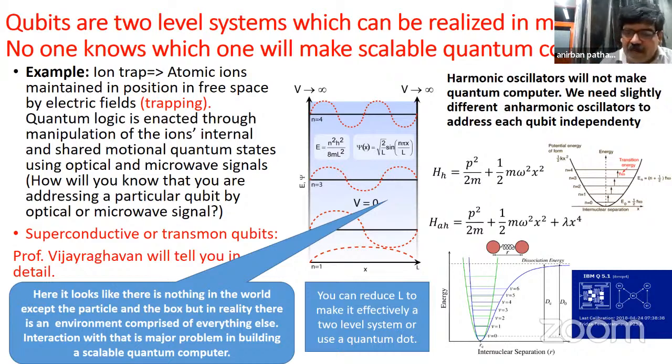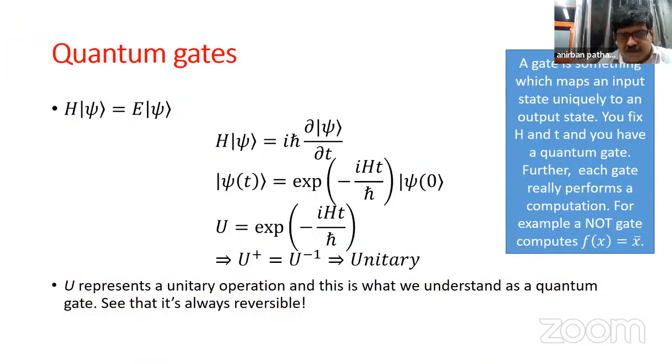But I need the qubits in such a way that each of them can be addressed separately. So I need separate anharmonic oscillators, and they are put in many places. What we show on the right-hand side is IBM's quantum computer, which is a 5-qubit quantum computer. So what stops me from generalizing it?